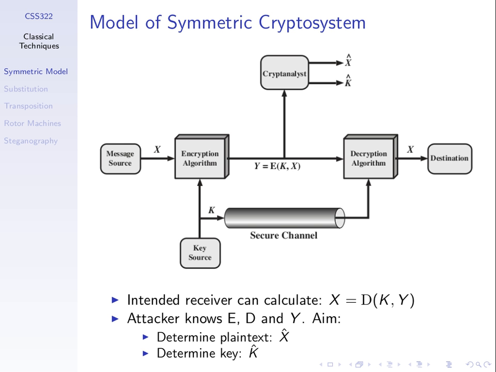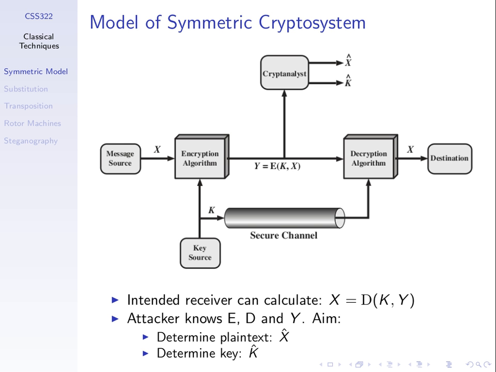We have a model with symmetric encryption. We have a message, some plain text. We encrypt using a key and that plain text as input. The encryption algorithm produces some cipher text as output. The cipher text is sent across our communications channel. The receiver decrypts using a decryption algorithm using the same key that the source used, and if everything works correctly, gets the plain text back.